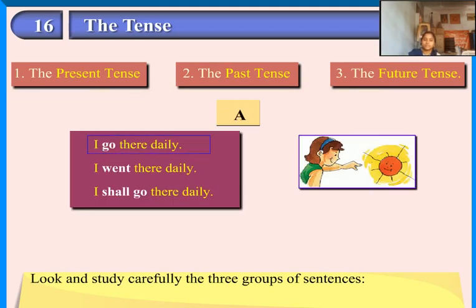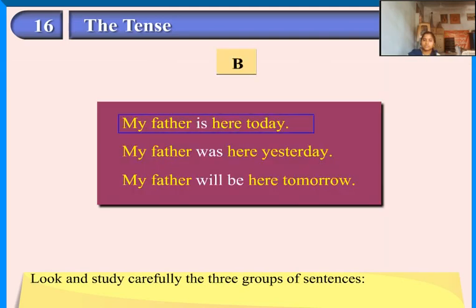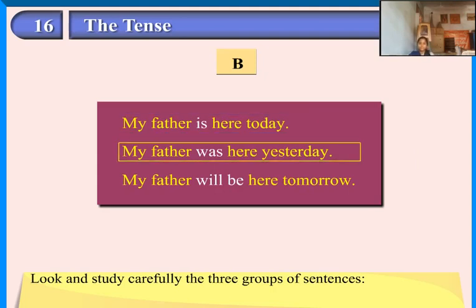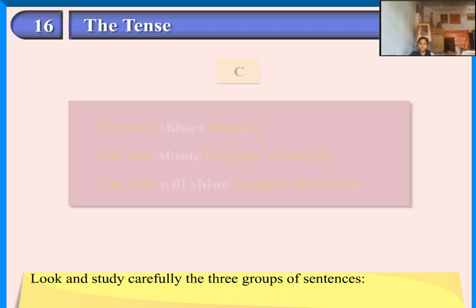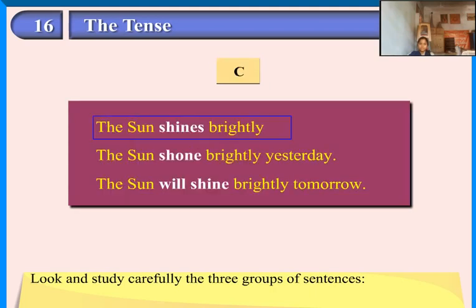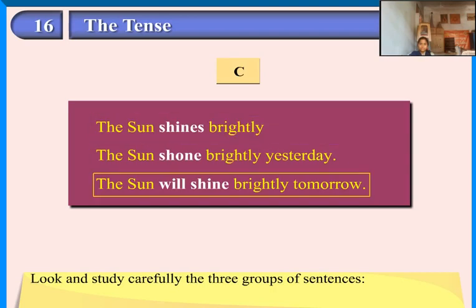I go there daily. I went there daily. I shall go there daily. My father is here today. My father was here yesterday. My father will be here tomorrow. The sun shines brightly. The sun shone brightly yesterday. The sun will shine brightly tomorrow.